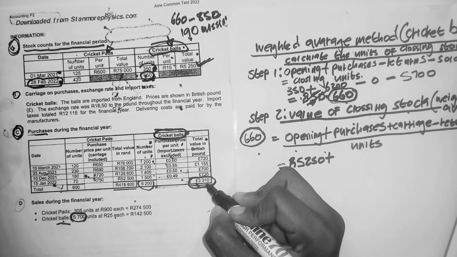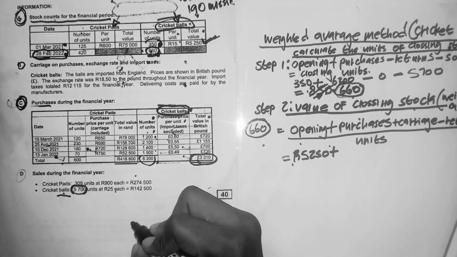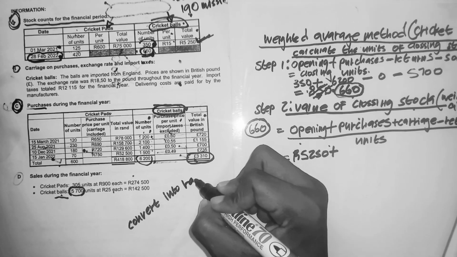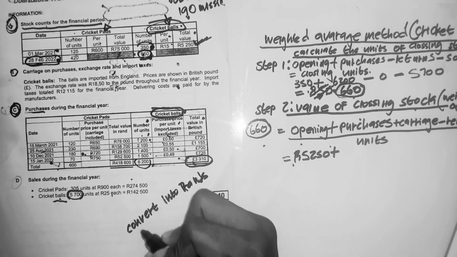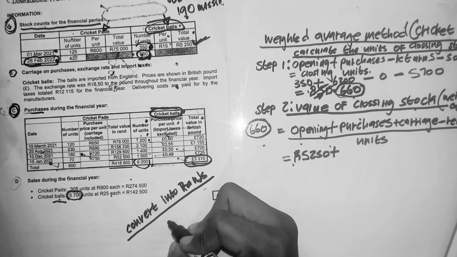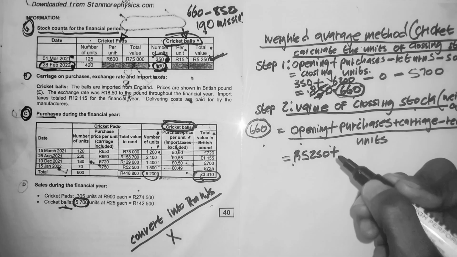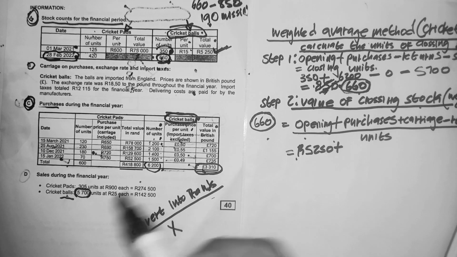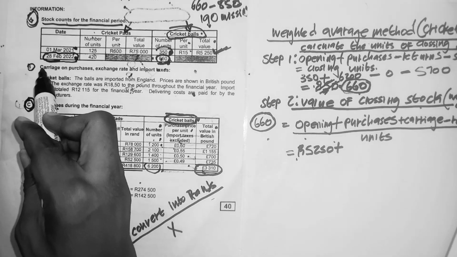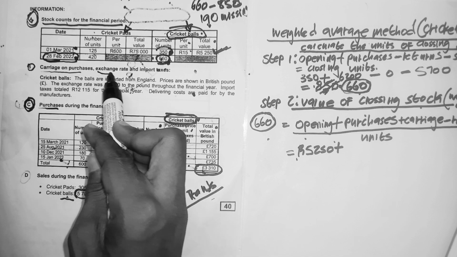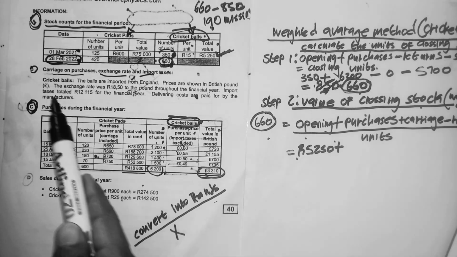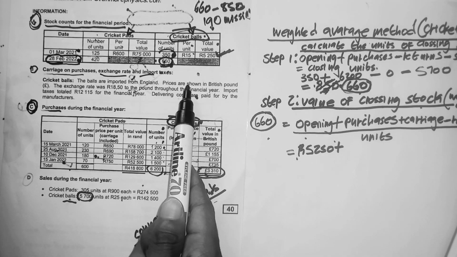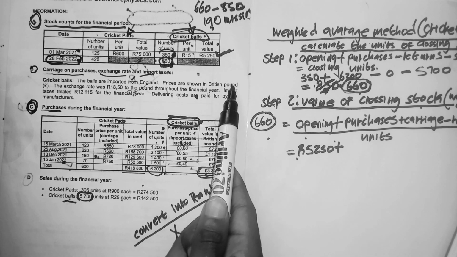3,310 pounds into rands. This is how you convert. You take the pounds, multiply that by the exchange rate. How much is our exchange rate? Let's check information for exchange rate. I can see it on number B right here. They are saying the carriage on purchases, exchange rate, and import taxes. So let's read. They are saying cricket balls are imported from England. Prices are shown in British pound.